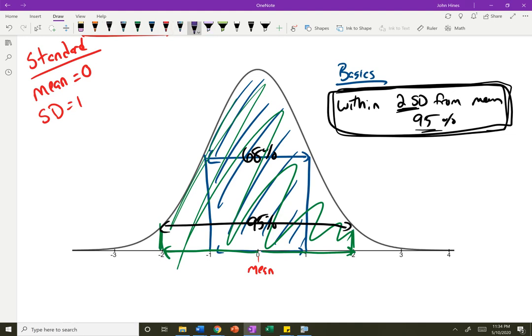And then if I go 3 standard deviations from the mean, so I subtracted 3 standard deviations from the center, and I added on 3 standard deviations from the center, I'm capturing 99.7% of the curve. So I'm getting pretty much everybody. So 3 standard deviations from the mean is pretty much everybody. You have some people out here in the tails, but they're really, really unusual occurrences to end up all the way out here in the tail like that. So 3 standard deviations from the mean basically captures everybody.